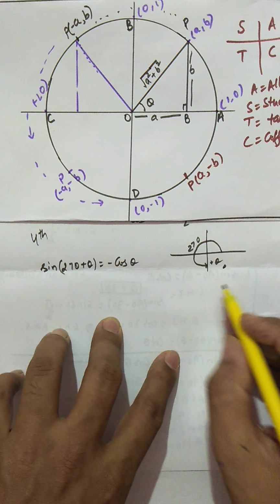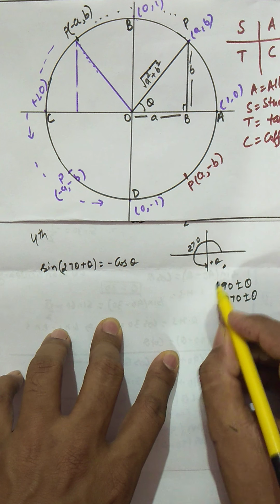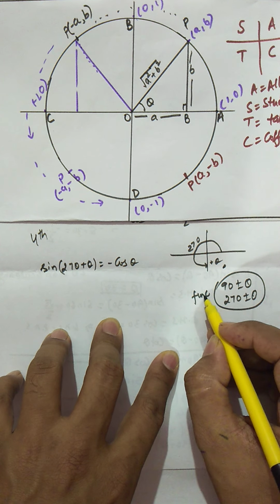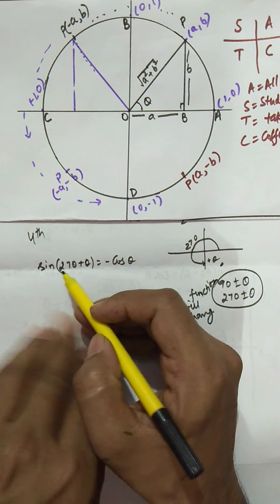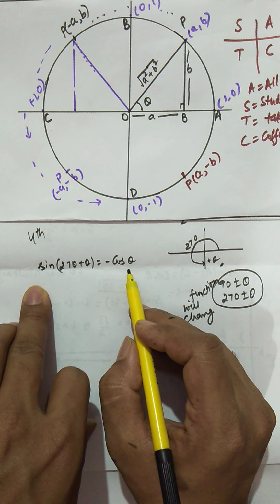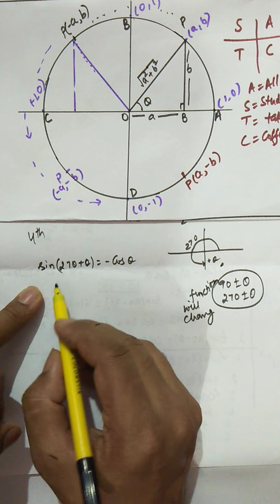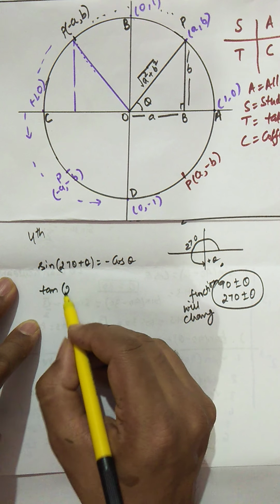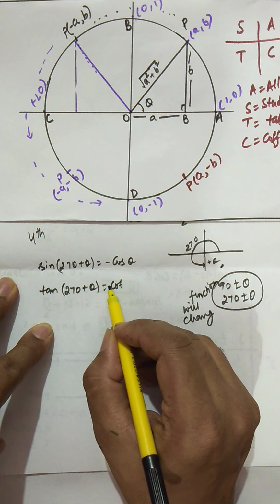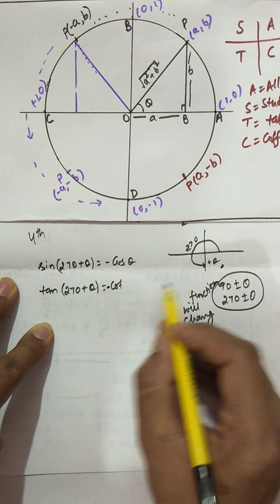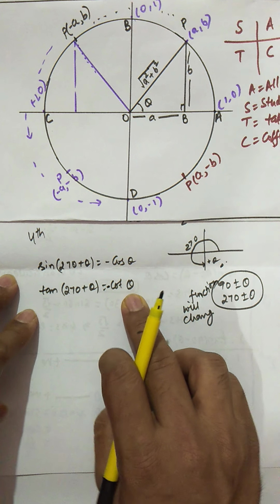As I told you also, whenever you get 90 plus or minus theta, or 270 plus or minus theta, whatever it is, the function will change. So sine will change into cos, and sine is negative in the third and fourth quadrants, so minus cos has come. Similarly, the rest will also be there. Tan of 270 plus theta, if you do, it will be cot, but it will be negative because this is in the fourth quadrant where tan is negative, so this is going to be minus cot theta. So we can go to this quadrant this way also.